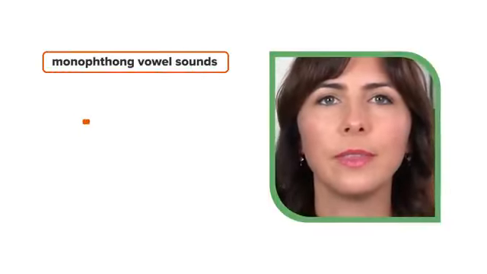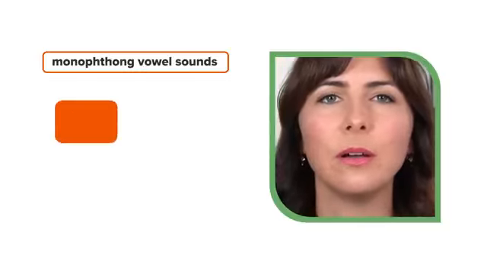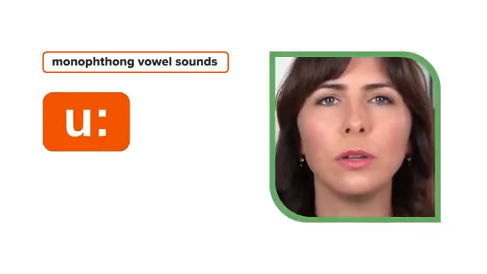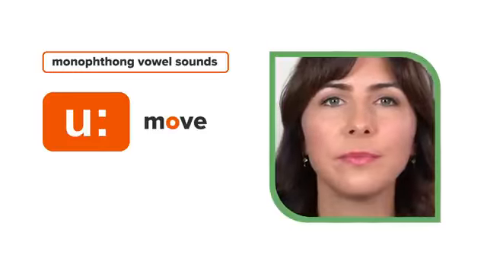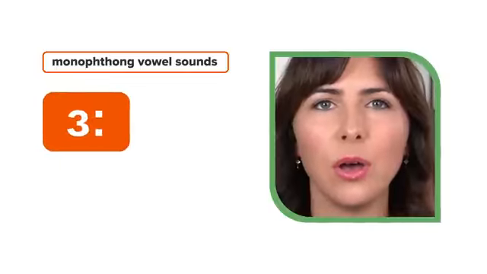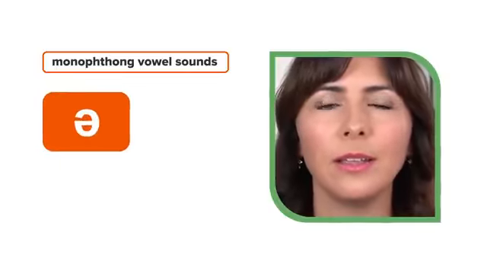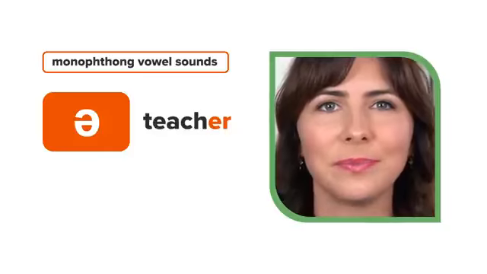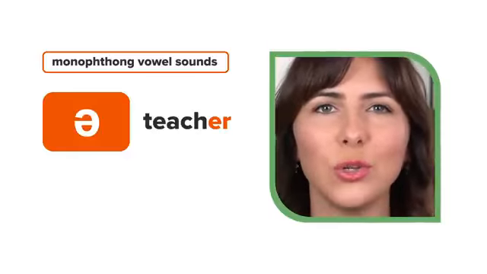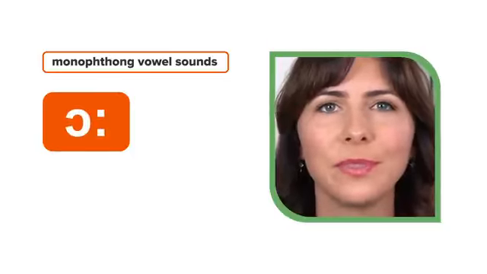I, ship. E, sheep. Book. Ooh, move. Egg. Her. Teacher. This is our relaxed, lazy schwa sound. We really need to relax our jaw. Or, door.